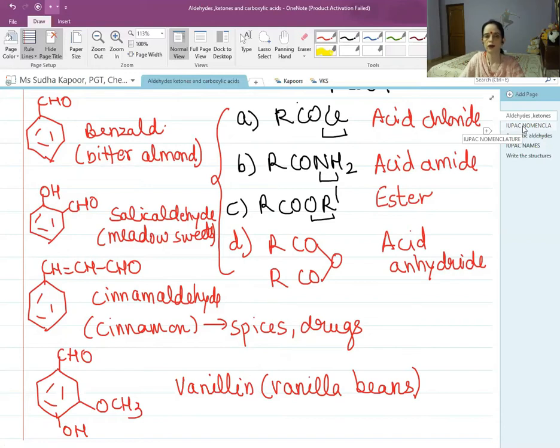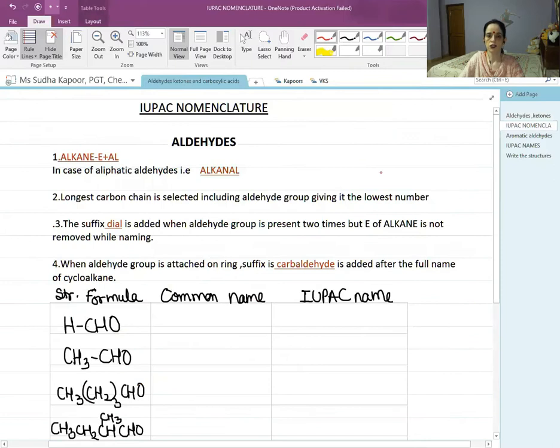Now coming to the IUPAC and common names of certain aldehydes and how they are named. So the IUPAC system of nomenclature includes aldehyde as alkane minus E and then adding of -al. So if there is a very simple aldehyde, we are going to name it as alkane and then removing the last E and adding suffix -al.